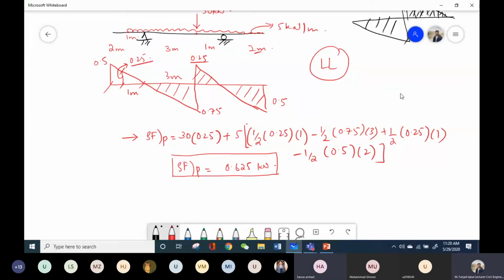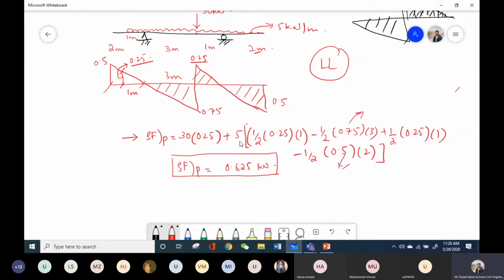So you have to consider separately both. Okay. Yeah. So in the case of UDL, you have seen that these two components are being subtracted from this, are multiplied with this 5 and get subtracted. So this can cause reduction of shear force.